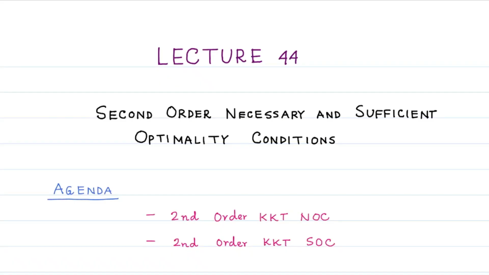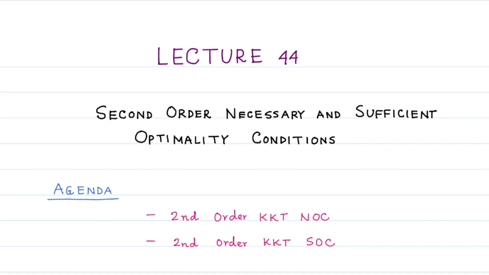Now in this lecture we are going to use the second order partial derivative information for the constraints and of the objective function, and using them we are going to find another optimality condition. As it uses the second order partial derivative information, it is called the second order optimality condition for constrained optimization problems. In this lecture we aim to discuss the second order KKT necessary and sufficient optimality conditions.